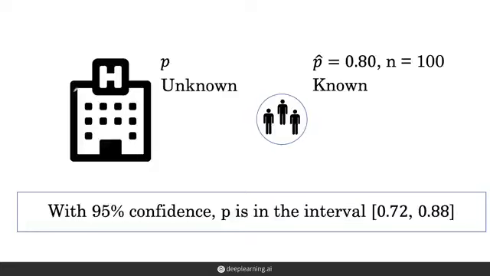Confidence intervals allow us to say that using our sample, we're 95% confident that the population accuracy P is in the interval 0.72 to 0.88. 0.72 is called the lower bound and 0.88 the upper bound of this interval. The calculation of these confidence intervals is beyond the scope of this course, but it's important to understand their interpretation.